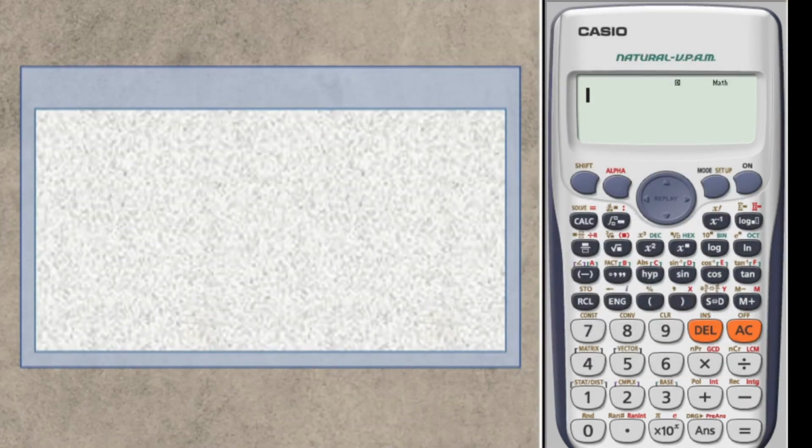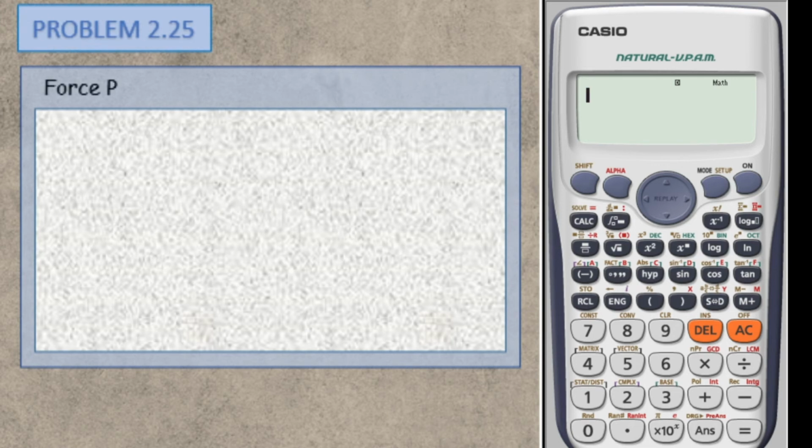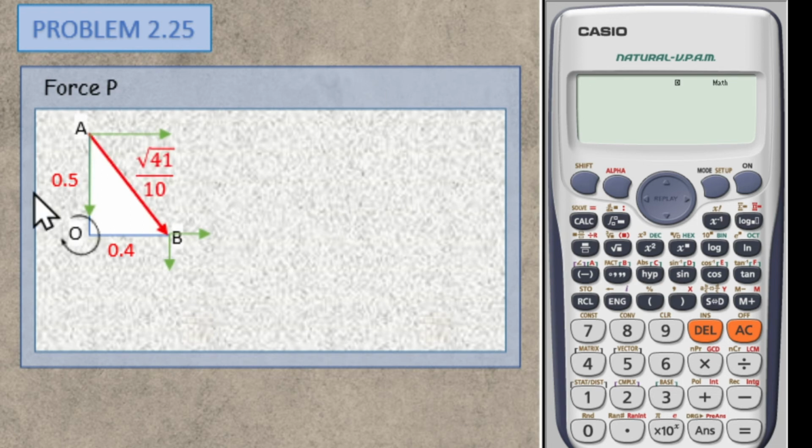Okay, so for problem 2.25, we need to find force P. So this is our given figure. We have 200 Newton meter rotating clockwise at point O, and 0 for our moment at A and B. Since our moment at A and B is equal to 0, our force P is passing through our points A and B. Therefore we can create our X and Y components at either of the two points. It can be at point A or it can be at point B.